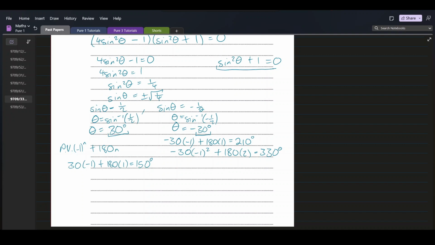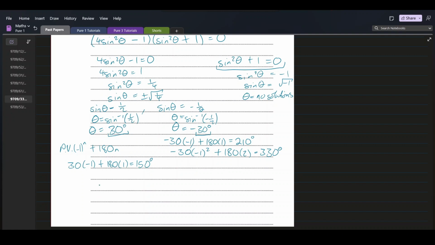Now we still haven't evaluated this equation, so that would become sine squared theta is equal to negative 1. Take the square root of both sides. We've got sine theta is equal to the square root of negative 1. And so that means theta has no solution, since we cannot get real values for the square root of a negative number.